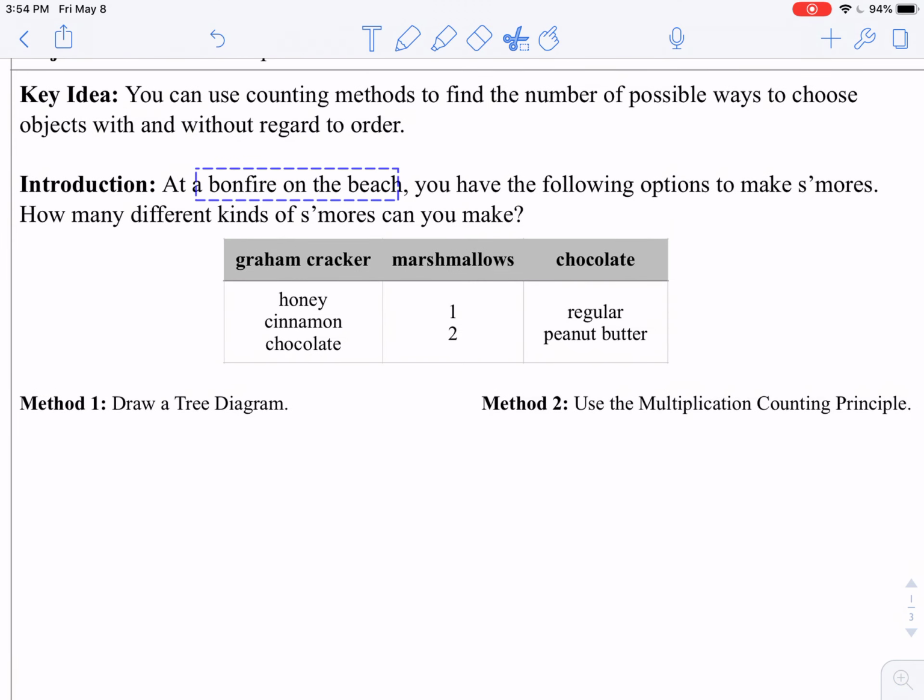You're at a bonfire at the beach, and you have the following options to make s'mores. You can use honey graham crackers, you can use cinnamon graham crackers, my personal favorite, or you can use chocolate graham crackers. You have the option of making your s'more with 1 marshmallow or 2 marshmallows, and finally you can put regular chocolate on it, or you can put chocolate that has peanut butter in it on your s'mores. So given these options, how many different kinds of s'mores can you make? There are 2 ways to figure this out.